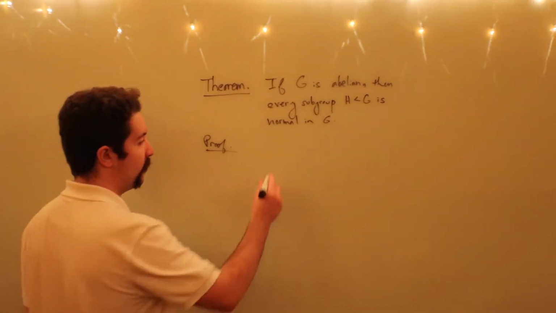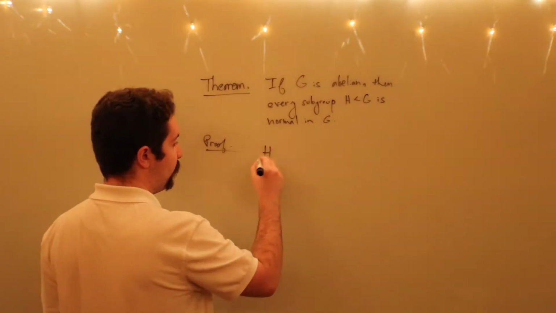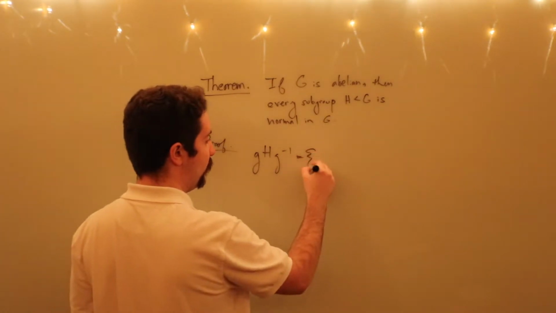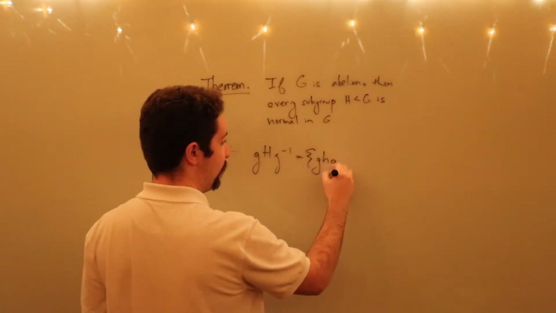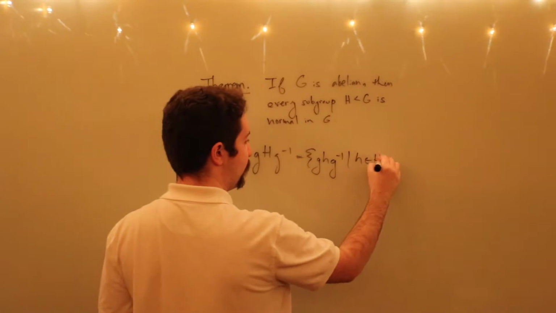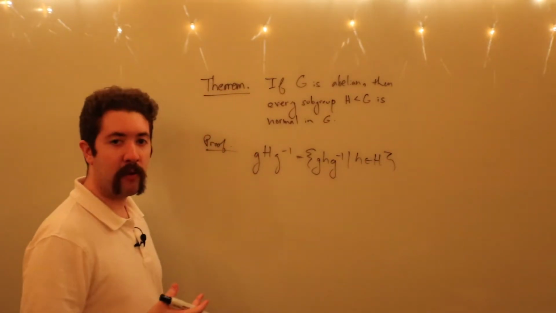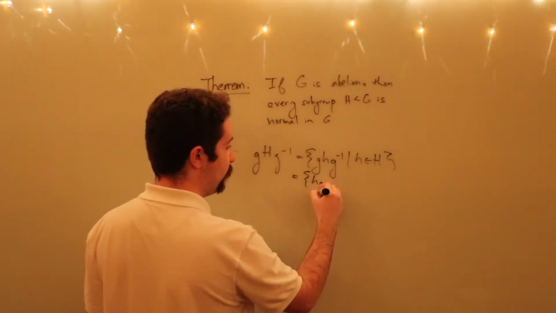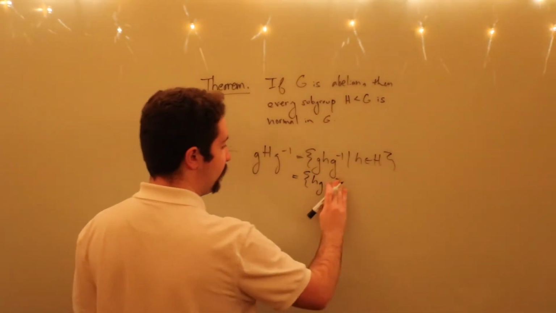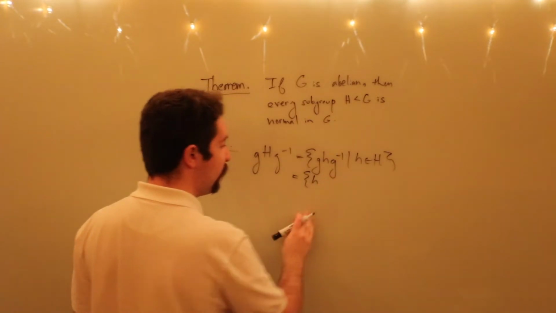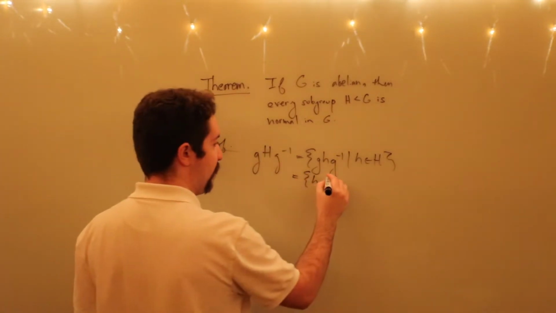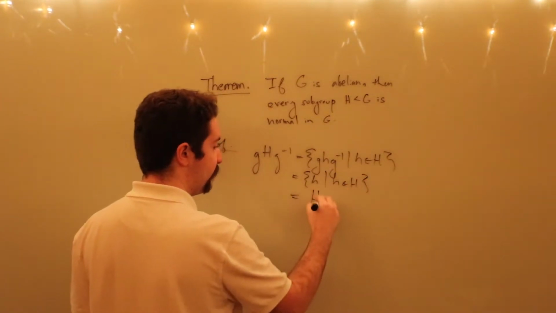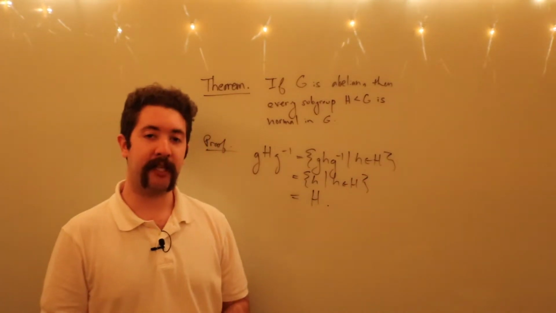Now, why is this true? Well, it's really simple, right? G H G inverse is the set of all elements G h G inverse, where h is in the subgroup H. But of course, because G is an abelian group, we can write this as h G G inverse, and then these cancel out, and you get the identity element multiplied by h, which is just h. So the set of all h such that h is in subgroup H, and this is just the subgroup H, right? QED.